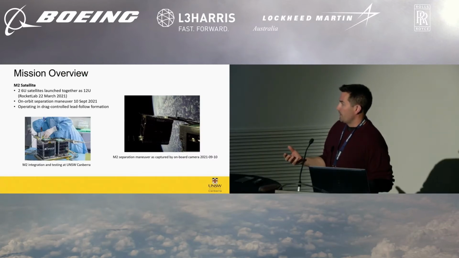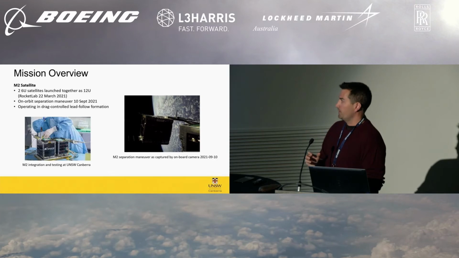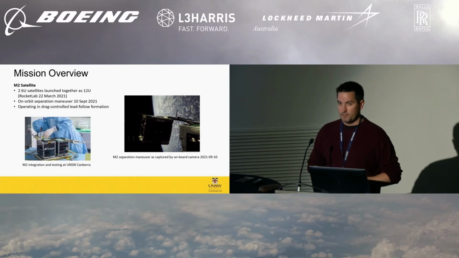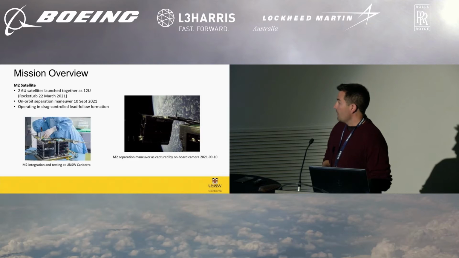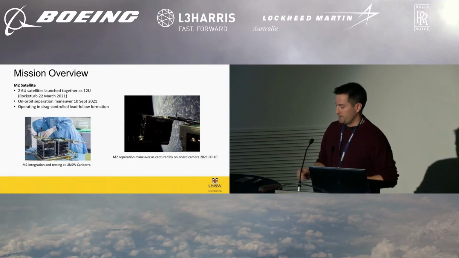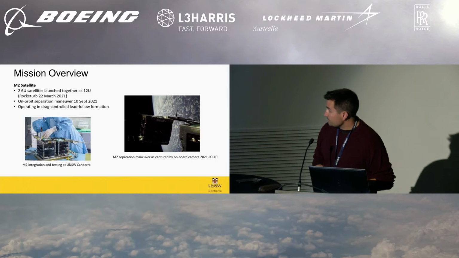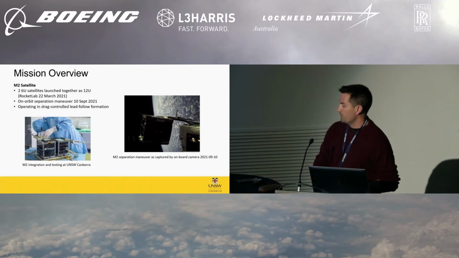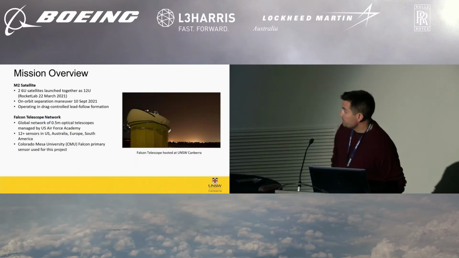So the M2 satellite launched as two 6U satellites that were joined together as a 12U. We launched 1 year ago, and so we've been on orbit for that year. We did an on-orbit separation maneuver in September, so about 6 months in. And as you can see, we've got a picture on the bottom left of the satellites as they're being put together by our flight team, and then a picture from on orbit as they were doing that separation maneuver. Ever since then, we've been operating this drag-controlled lead-follow formation, as Brenton mentioned.